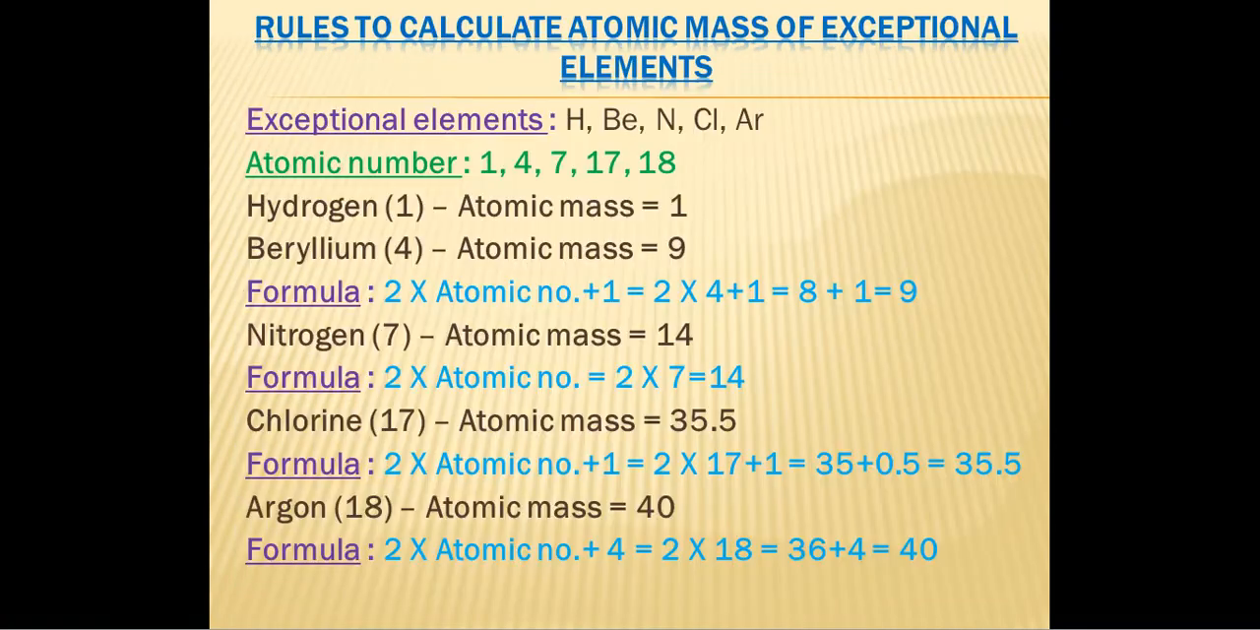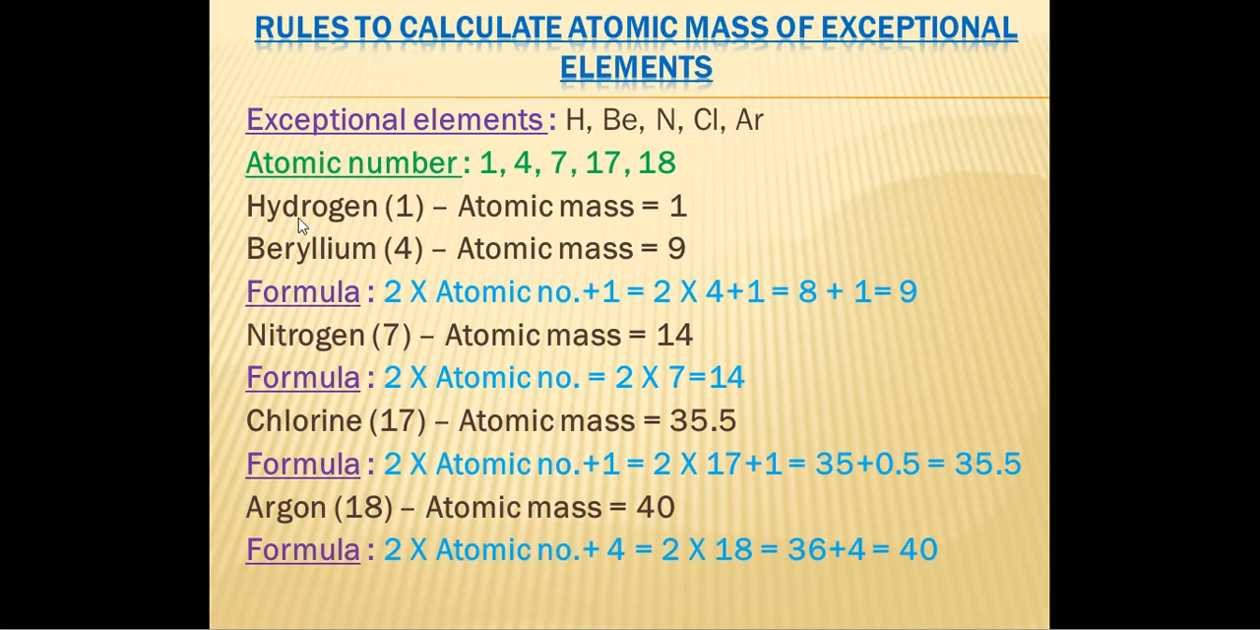Now we'll move to our next slide. For the exceptional elements, we will use a different rule for calculating the atomic mass. So which are the exceptional elements I have told you? Hydrogen, beryllium, nitrogen, chlorine and argon, having atomic numbers 1, 4, 7, 17, 18. You have to remember the names of these elements, or you can remember their atomic numbers. These are the exceptional elements where you cannot use the formulas of odd and even. We have to use a different formula for them. We'll revise those formulas just once so that it will be easy for you.